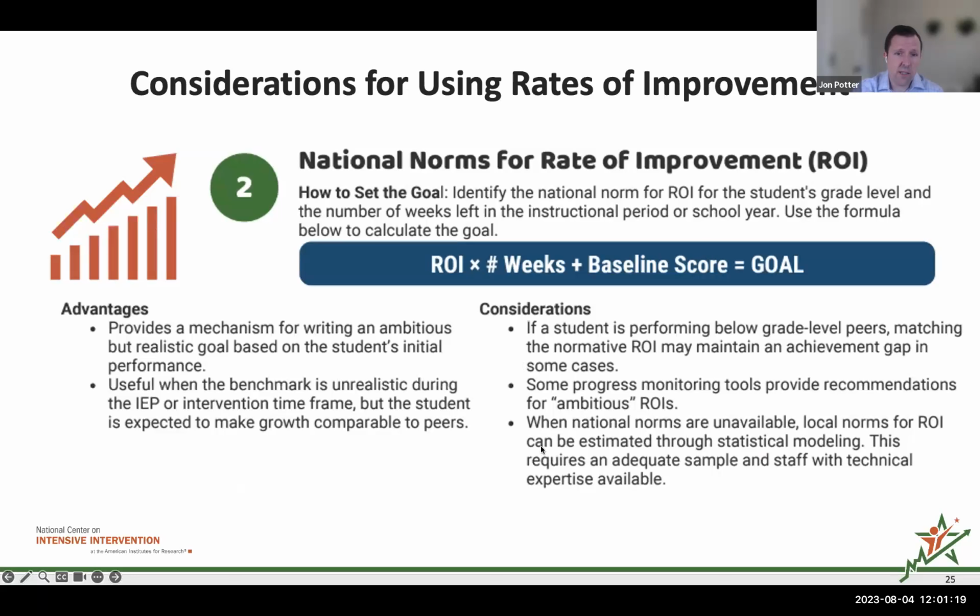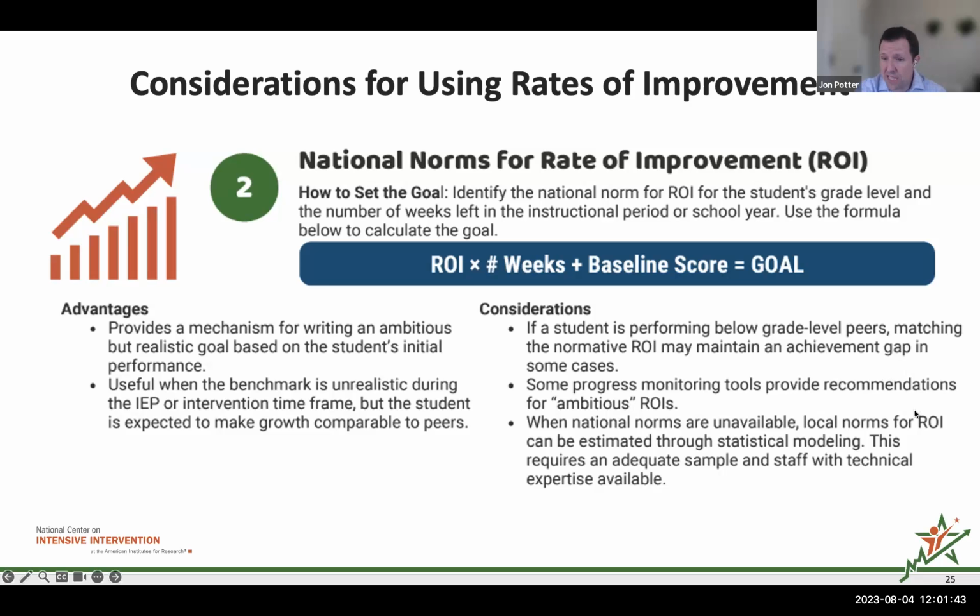So, pros and cons. The pros: it provides a mechanism for writing ambitious but realistic goals because we're using growth rates that we've seen before. We're not going to set the goal too high, because we know that this is possible. So it's often useful when the benchmark is unrealistic. We can look at growth rates to set the goal instead of the benchmark, because it might be a little bit more realistic for students.